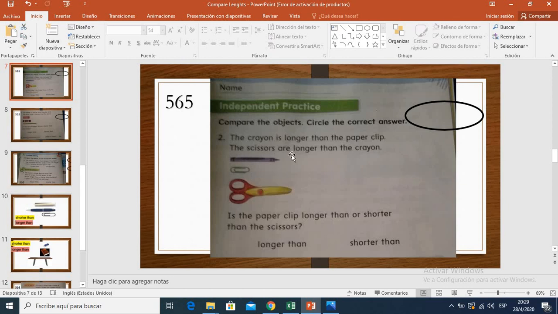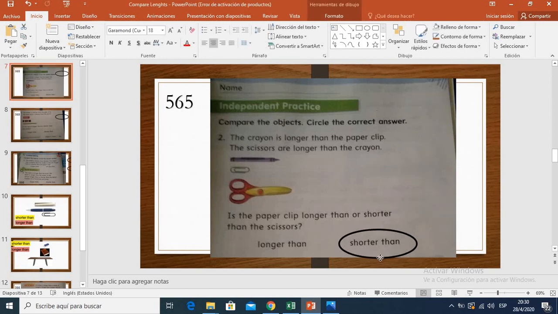The scissors are longer than the crayon. Look, the scissors are longer than the crayon. Yes? Now the question says, is the paper clip longer than or shorter than the scissors? How's the paper clip? Longer than the scissors or shorter than the scissors? It's longer or shorter? It's shorter than. Very good. So you will circle the phrase shorter than. Come on, do it with your pencil.